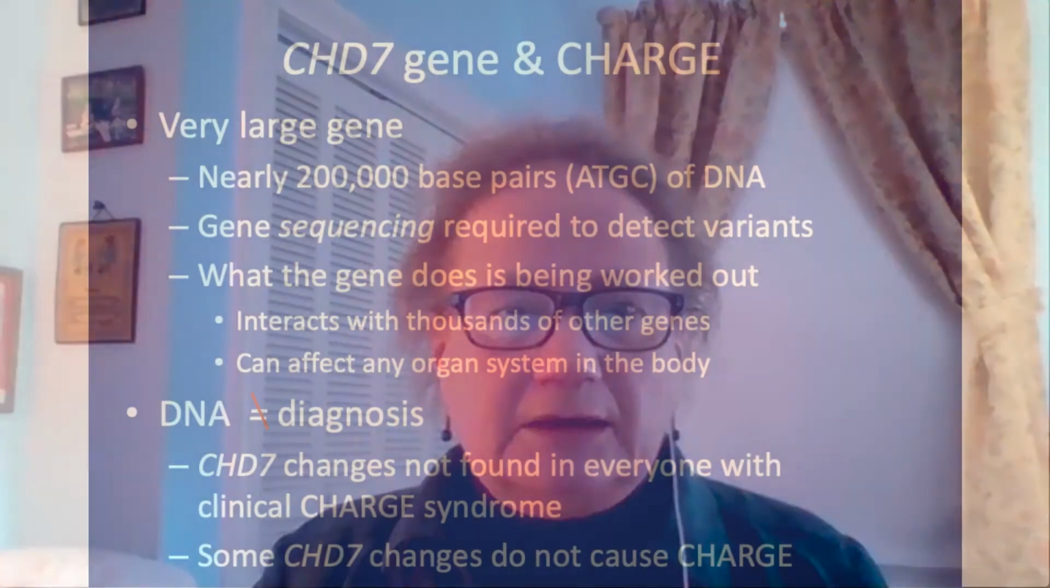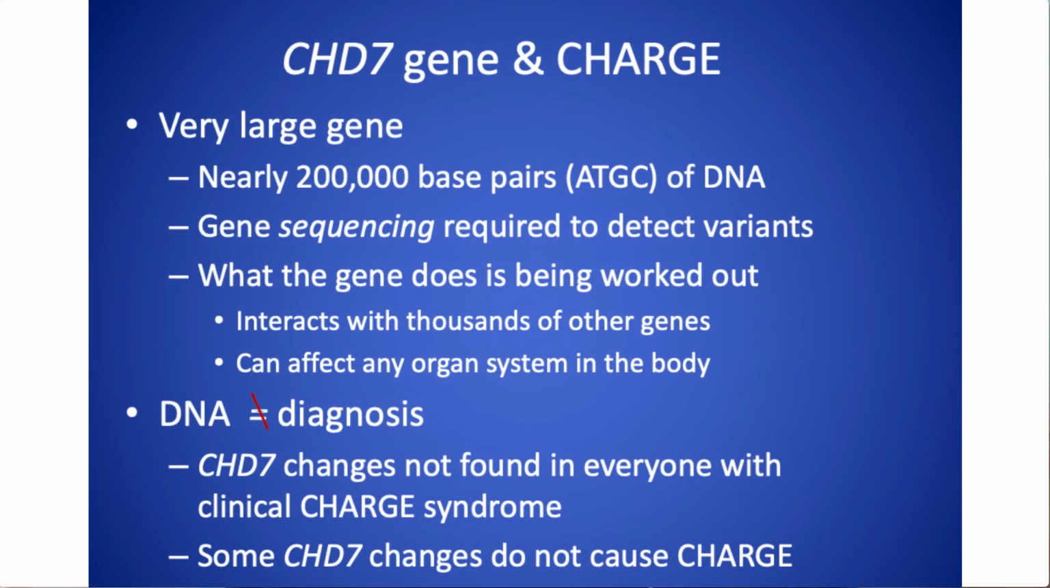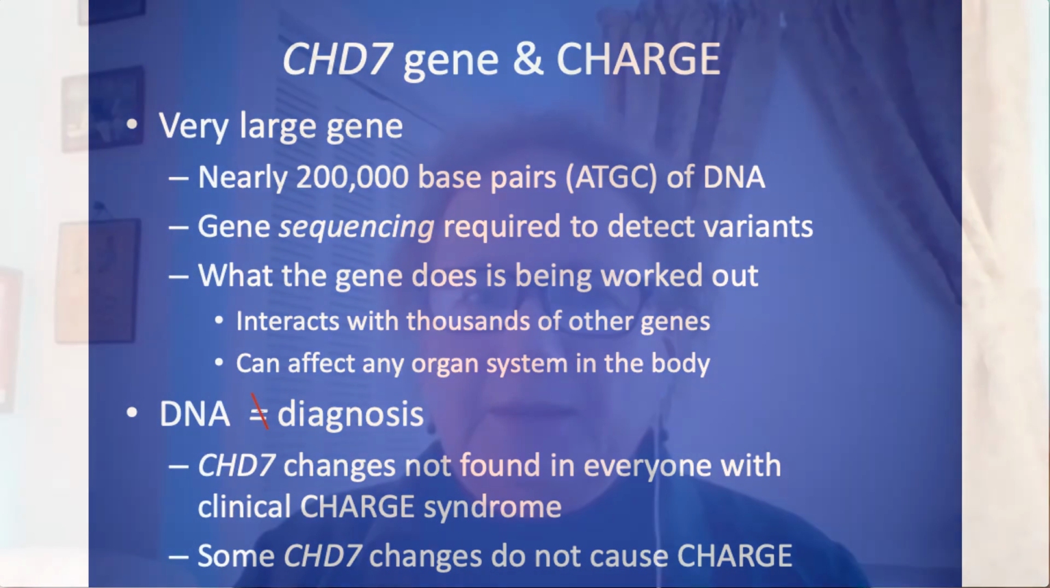A little bit more about the gene. It's a very large gene. CHD7 has nearly 200,000 base pairs. The base pairs are the A, T, G, C that make up DNA, sort of the spelling of the DNA. And what you're looking for is a single typo in that string of 200,000 base pairs. And the only way to find that is by specifically sequencing, reading every single base pair.